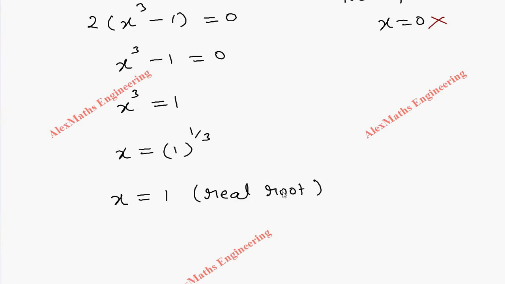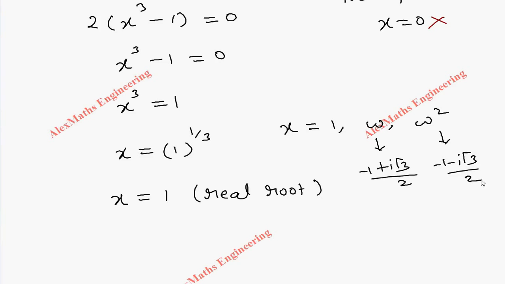Other 2 values are imaginary. Other 2 roots are right here. When x is equal to 1 power 1 by 3, we get 1, omega, omega square, where this omega is minus 1 plus i root 3 by 2, and this omega square is minus 1 minus i root 3 by 2. But these two are not real roots, they are imaginary roots. So we take only the one real root, which is x equal to 1. So the only critical value is x equal to 1.